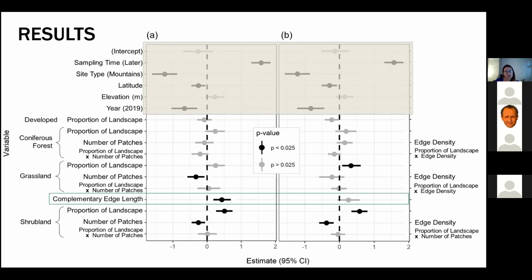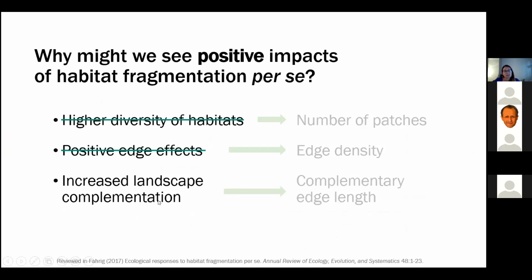But finally, we can look at the complementary edge length, and here it's actually positive. So when we had a greater amount of complementary habitat between grassland and forest edges, then we tended to find more bees. And this was significant in the number of patches model. The p-value was 0.0506, I think, in here, but not significant after Bonferroni correction. But still the trend in both was for this positive relationship. So this suggests that of these three hypotheses, probably the landscape complementation is maybe the most likely mechanism to be operating in this environment.